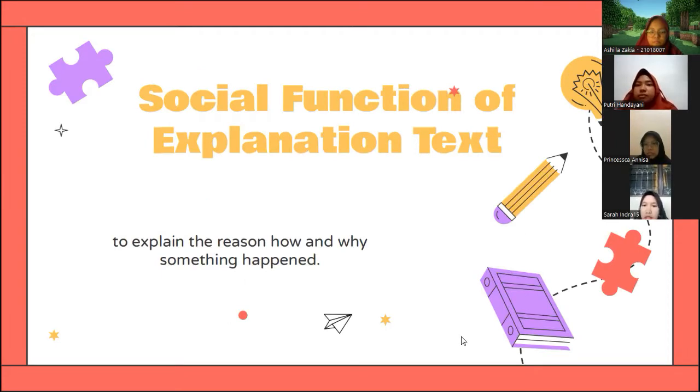The next, social function of explanation text. To explain the reason how and why something happened. Social function of explanation text is to explain the reason how and why something happened. In the text, those reasons are elaborated further and more in depth, such as the processes involved in the formation of or working of natural and socio-cultural phenomena.